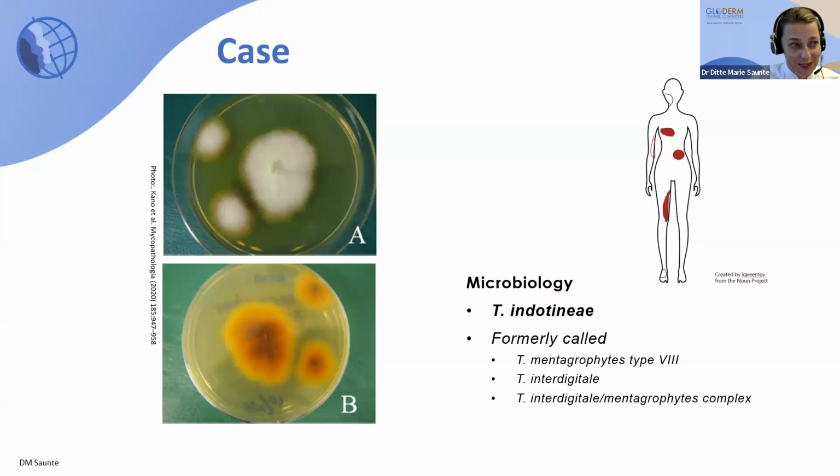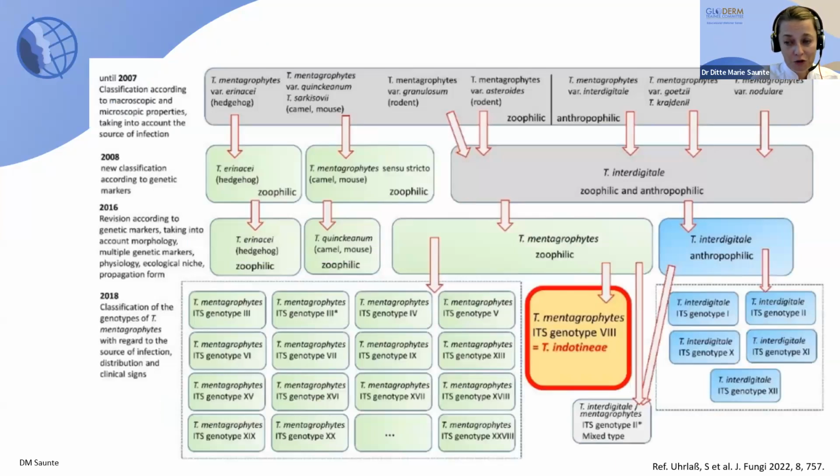And I just want to show you a very busy figure from a publication by the German group with Silke Uhrlaß as the first author, just to show you that in 2007 there were a lot of different names for the mentagrophytes complex. They had different subspecies. Then it changed into zoophilic species, and then it changed its name again. And now it has been divided into a lot of Trichophyton mentagrophytes ITS genotypes. One is now called Trichophyton indotineae, and another is Trichophyton interdigitale, which is mostly anthropophilic. It is only possible to differentiate between these by using sequencing. So it's not for everybody to do, but just be aware when you read in the literature that they might have different names.